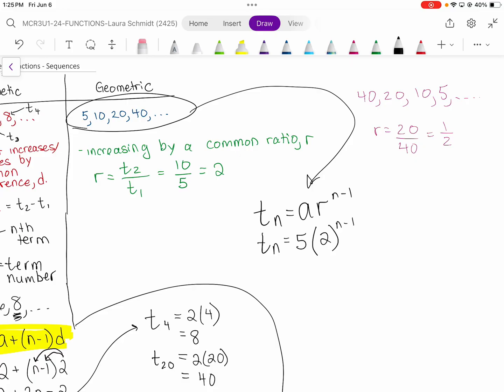Okay, let's practice using it. Let's say we wanted to find the 5th term. So 5 times 2 to the power of 5 minus 1. Solve that.